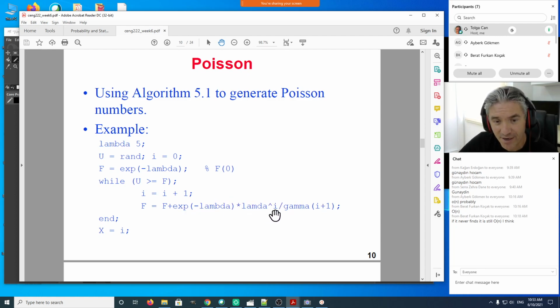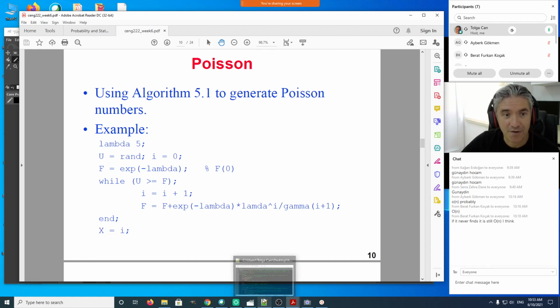So for a given I, this is the probability mass function for x, the probability that x is equal to I for a Poisson variable, and the only parameter that you can see here is the lambda. So given some lambda, for example, lambda is equal to 5. For lambda equal to 5, what number are we going to generate? Let's try to run this code on Octave Online.